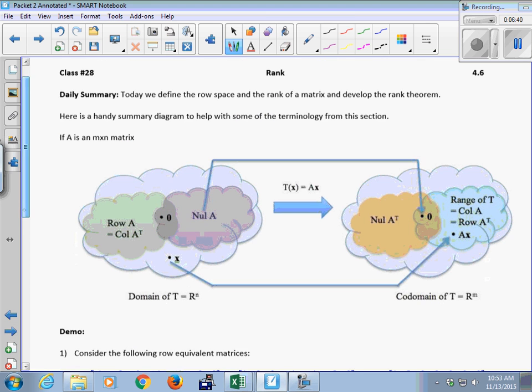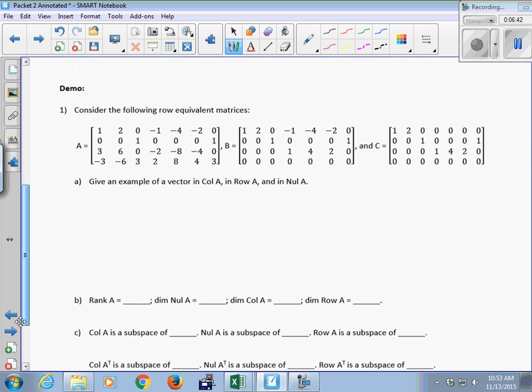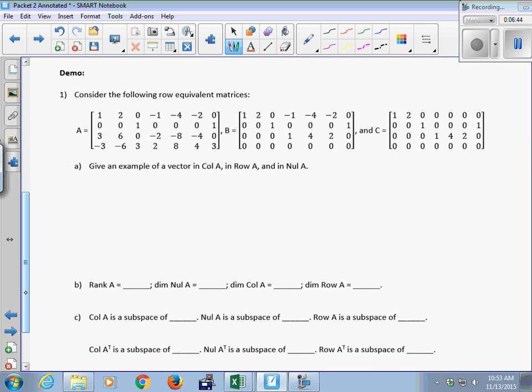Okay, so here's our picture again. Let's look at some examples. I have 3 row equivalent matrices. These are all row reduced versions of each other. Okay, so I want to give an example of a vector in the column space of A. Any vector in the column space of A.